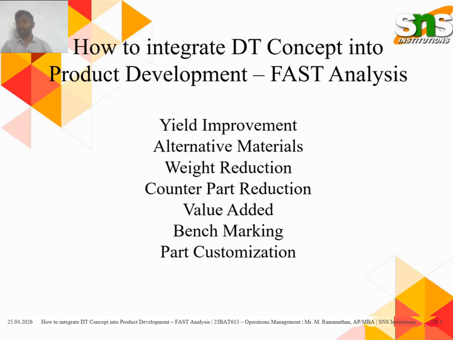Next is alternate material. We can make a product in all kinds of materials, like plastic, glass, and so on. So there will be alternate materials. What is the right material to use in that particular product? We have to look into all the things based on the cost. Also we have to look at what alternate materials can be added into that particular product, or we can make that product using that alternative material.